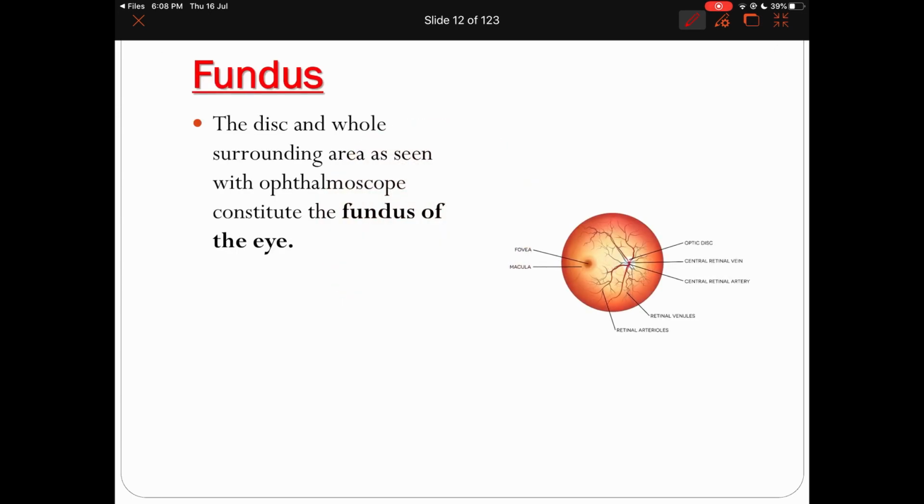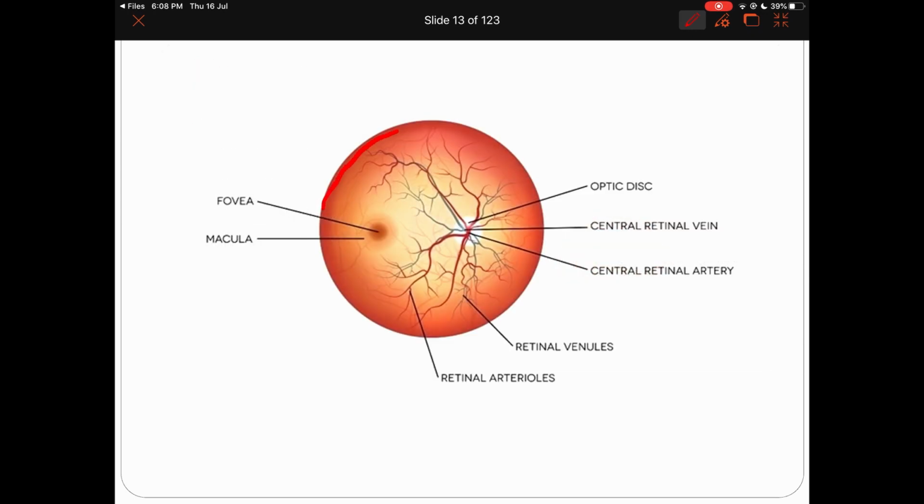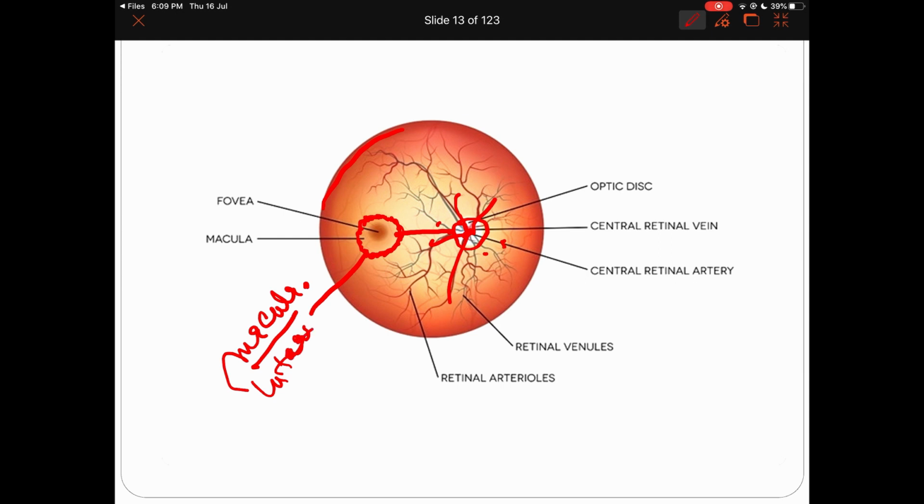Then you will do this, and what you will see is the disc and the whole retina surrounding it. This is the optic disc, the central artery of the retina splitting into branches here. Lateral to this optic disc you will see a 5 to 6 millimeter pale, slightly avascular area. This is called the macula. Because it is yellow, we call it lutea. This is called the macula lutea.